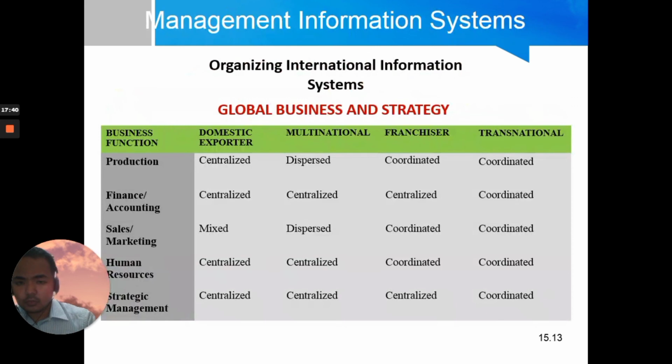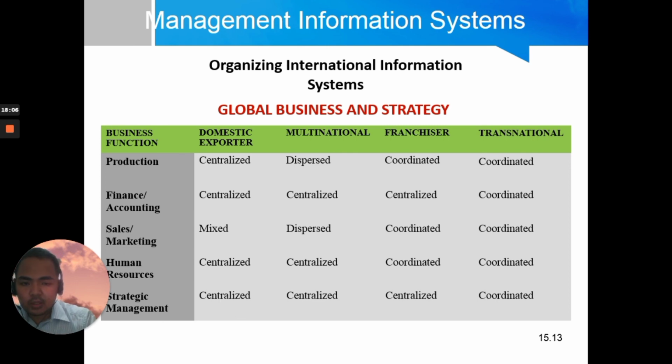As you can see, for business function, production is centralized for the domestic exporter, dispersed for multinationals, and coordinated for franchisor and transnational. In finance and accounting, the domestic exporter is centralized, as are multinational and franchisor, while transnational is coordinated. Sales and marketing is mixed.